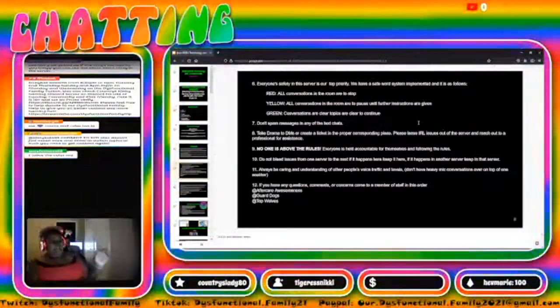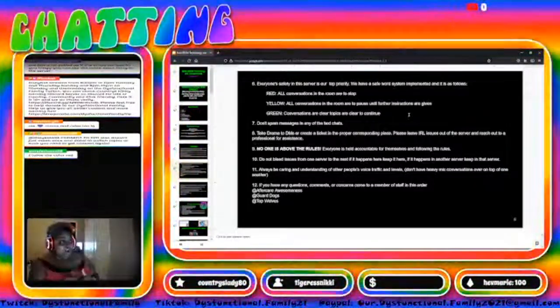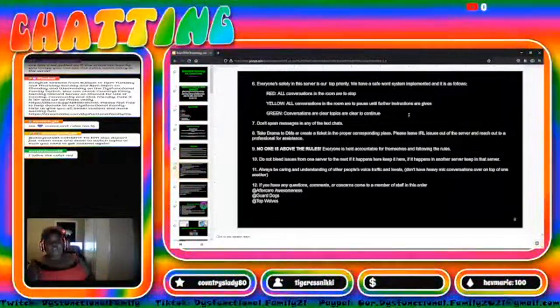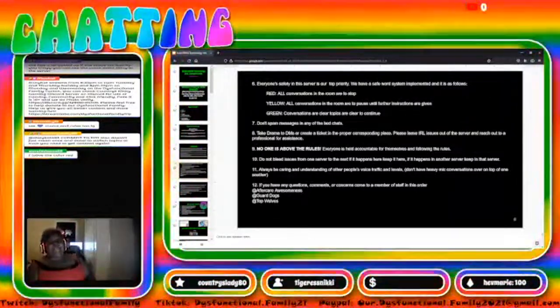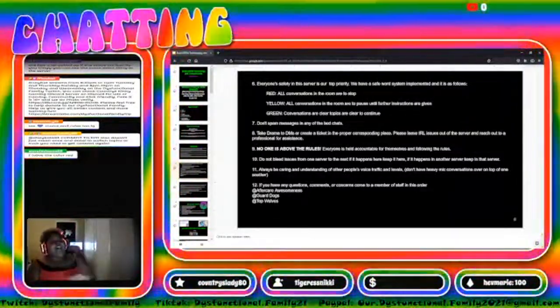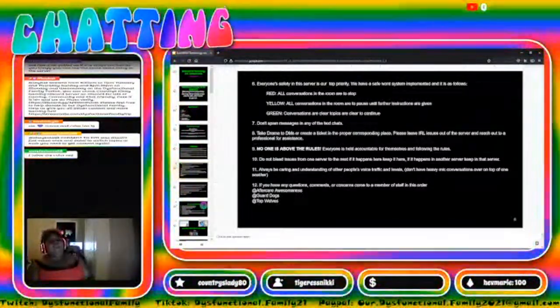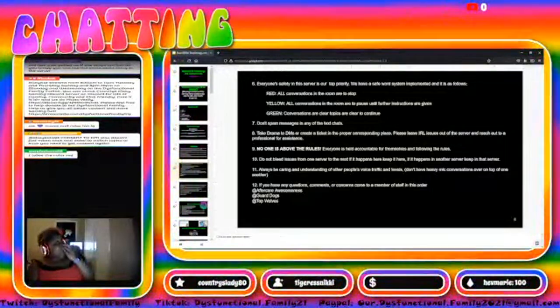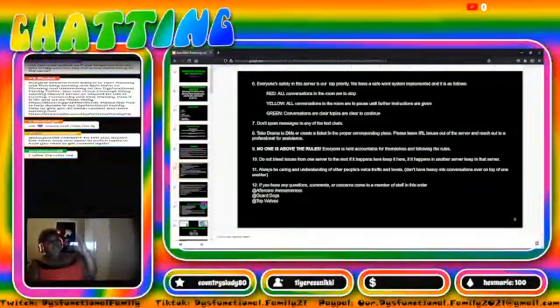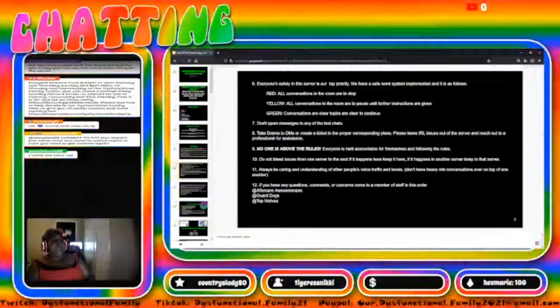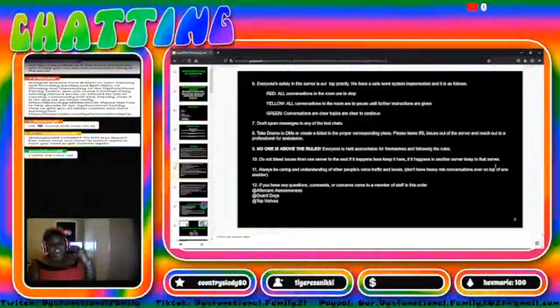And then we have our red, which means all conversations in all rooms are stopped. I don't want to see any messaging whatsoever at all in server. That is a massive rule break, and we're doing that to make sure that everybody is okay, that there's nothing that needs to be further talked down. We want to make sure that everyone feels safe.